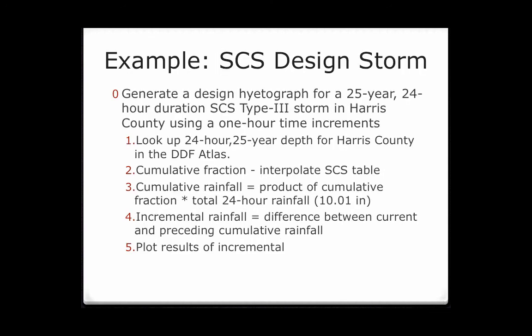Here's an example. Suppose we're asked to generate a design hyetograph for a 25-year, 24-hour duration SCS Type 2 storm in Harris County using 1-hour time increments. So we'd look up the 24-hour, 25-year depth for Harris County in the DDF Atlas. The cumulative fraction we would interpolate in the SCS table. Cumulative rainfall is the product of the cumulative fraction times the total 24-hour rainfall. The 10.01 inches is the number we're going to come up with when we look at the map. And then the incremental rainfall is the difference between the current and the preceding cumulative, and then you can plot the results.